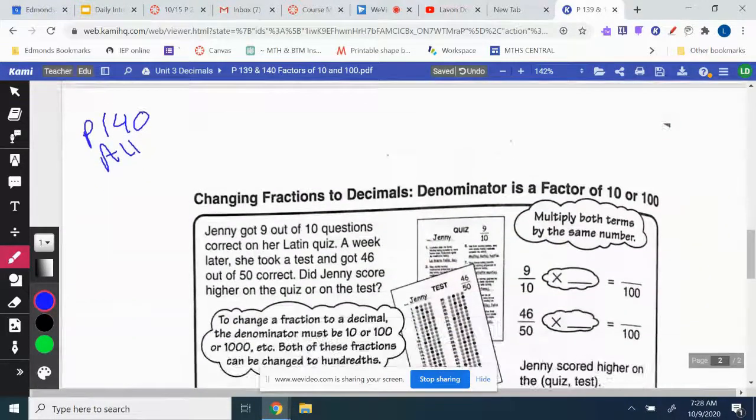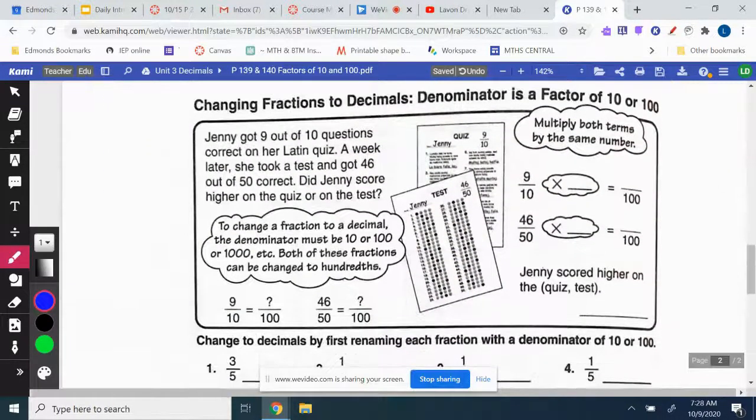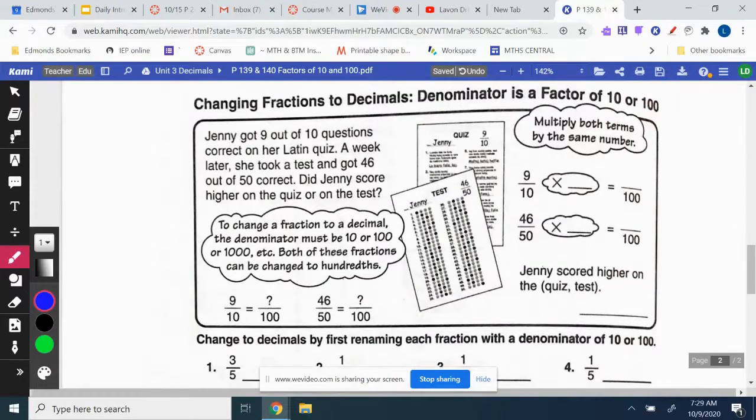On page 140, we're going to look at how do we go from a fraction to a decimal. And you guys already know how to do some cool things with fractions. We've already worked with equivalent fractions. So if I go from 10 to 100, I know I'm multiplying by 10. And if I do it to the bottom, I have to do it to the top. And if I were to write this as a decimal, it'd be 90 hundredths. So let's try this. How do I go from 50 to 100?